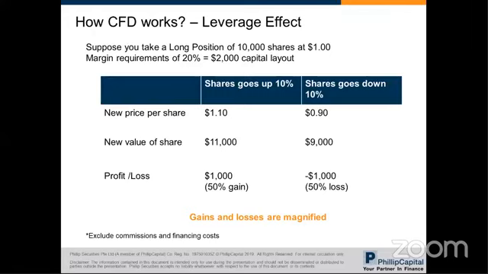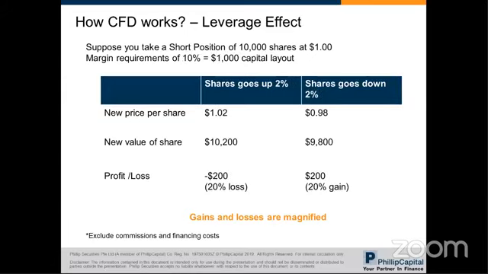Likewise, if you take a long position and it goes against your favor, going down 10% due to some negative news, then you'll be making a $1,000 loss, meaning you're losing half of your capital. So in this case, all your gains and losses will be magnified. You have to be careful when you use this. Risk management is quite an important tool.